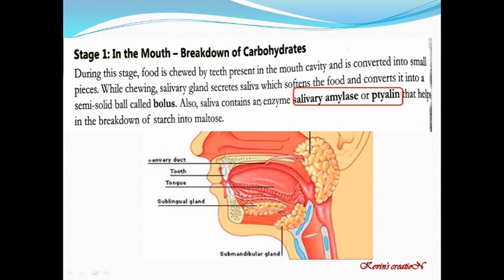This enzyme is a biological catalyst. Okay, it increases the rate of reaction in our body so that digestion can take place faster. So the function of ptyalin is to convert starch into maltose.